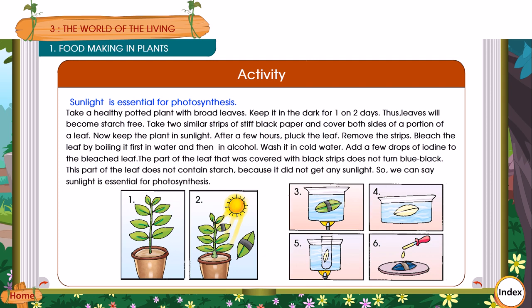After a few hours, pluck the leaf. Remove the strips. Bleach the leaf by boiling it first in water and then in alcohol. Wash it in cold water. Add a few drops of iodine to the bleached leaf. The part of the leaf that was covered with black strips does not turn blue-black. This part of the leaf does not contain starch because it did not get any sunlight. So, we can say sunlight is essential for photosynthesis.